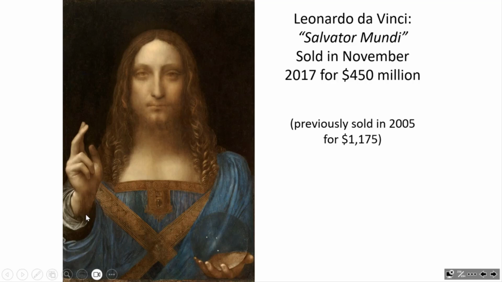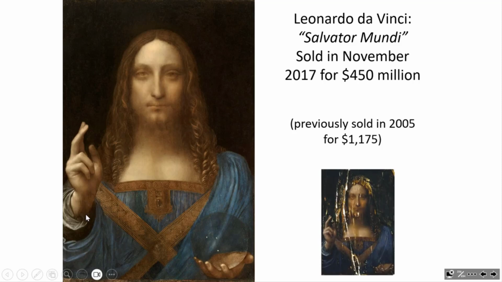So there's a whole story about this painting, but one of the shocking things is that the last time it sold before 2017, in 2005, when they weren't quite as sure who painted it and it hadn't yet been restored, its sales price in 2005 was only $1,175. So imagine that you found something at a garage sale or just kind of a cheap gallery. You bought it for $1,100 and then you sold it 12 years later for $450 million. And somebody's laughing all the way to the bank, right?